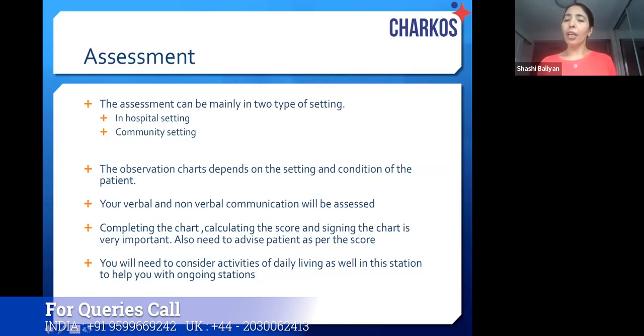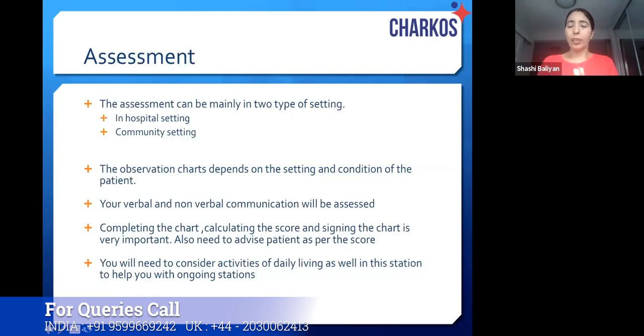Now in the community, usually you would not have a pulse oximeter and all those kind of things which you are having in a hospital setting. Also in the community, you cannot have a chart which says, okay, I'm going to do observation every 30 minutes. In a community, you are not living with the patient. So you will come once in a day or maybe once in a week to see the patient. That is how the observation charts differ between hospital setting and community setting.